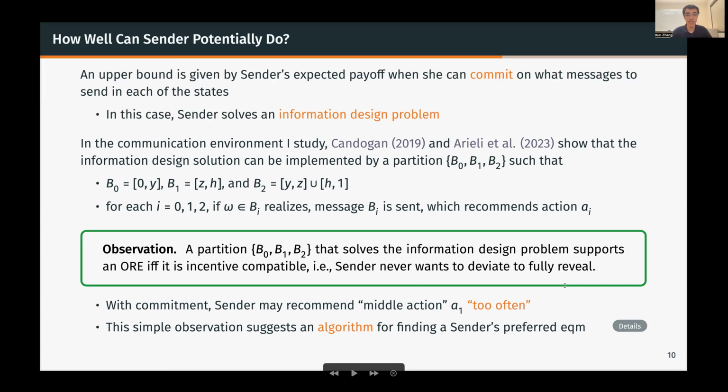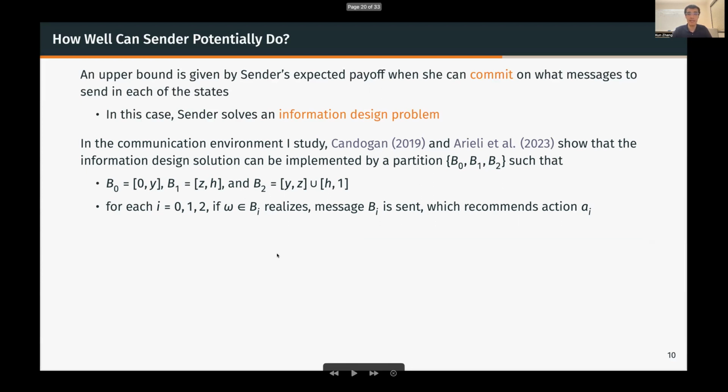Intuitively, when the sender can commit, she may recommend the middle action A1 too often, or more frequently than incentive compatibility allows. This simple observation suggests an algorithm for finding a sender's preferred equilibrium. We can first solve the information design problem and see whether the resulting partition is incentive compatible. If yes, then we are done. Otherwise, we can obtain a sender's preferred equilibrium by making this B1 as large as incentive compatibility allows.